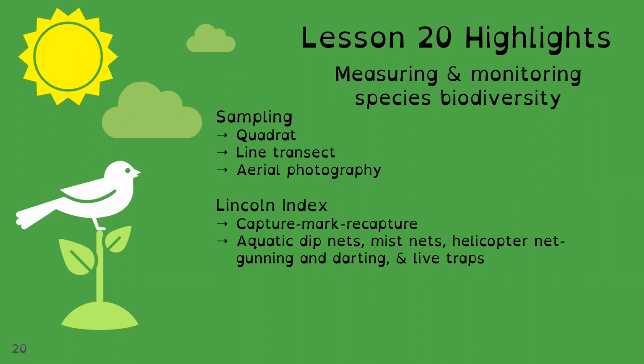So then there are different ways of capturing. So we talked about aquatic dip nets in terms of catching bugs and small water creatures. Mist nets, which was catching small birds. Helicopter net gunning and darting, which is when you are capturing, or you're marking large animals that are fast and potentially dangerous to try to get close to. So they get tranquilized before the humans come close to them. And then also live traps, which there are various, we looked at turkey live traps, but just ways to not harm the animals. So all of these capturing methods, none of them harm the animals. They may stress them out for a bit.